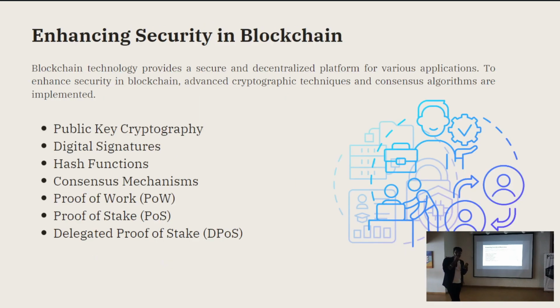So what can we do to protect this, to ensure proper security in the case of blockchain? We have, as we mentioned, public key cryptography, digital signatures, hash functions, and consensus mechanisms, which are of three types: proof of work, proof of stake, and delegated proof of stake. Public key cryptography is nothing but a key that each and every computer possesses to unlock a file. That's the simplest I can say in layman's terms.